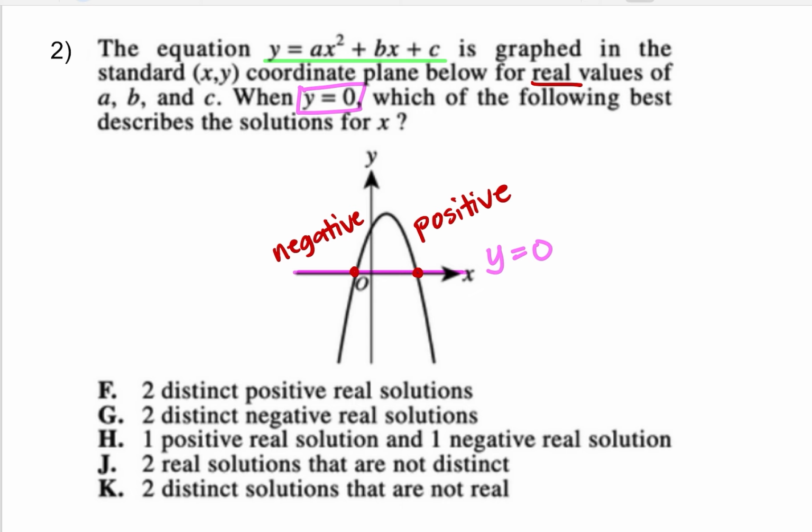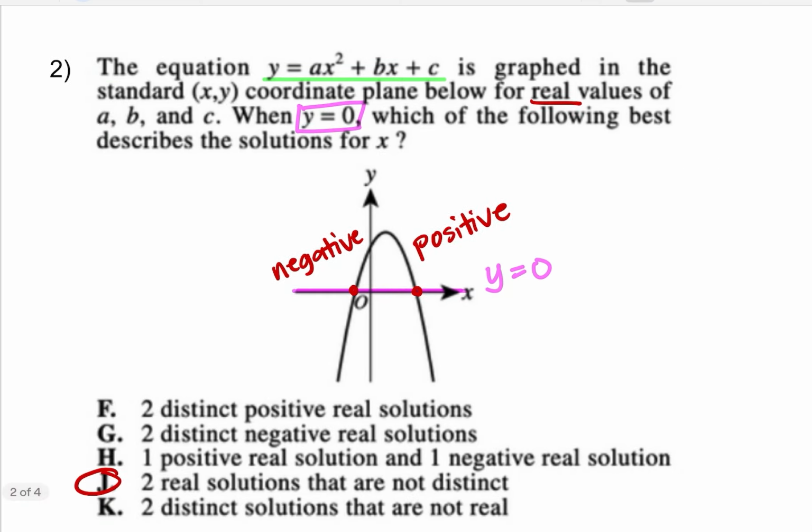Now, knowing that we will have a negative and a positive number, our answer is going to be letter J. We will have two real solutions, positive and negative, that are distinct. Distinct meaning not the same, different. So they are both real numbers.